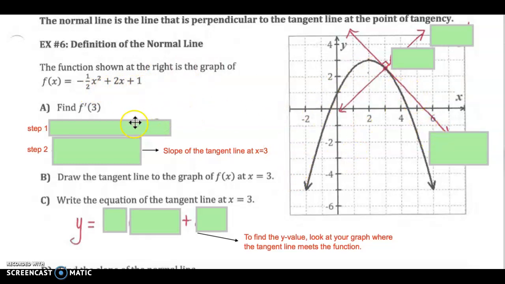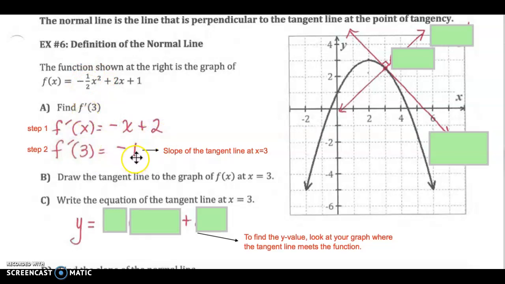So step 1, we want to find f prime of 3. We need the derivative, so if you bring the 2 down, it'll give us negative x plus 2. Now we'll plug in that 3, and we get negative 1. This negative 1, remember, is the slope of the tangent line at x equals 3. So part B says to draw that tangent line to the graph of f of x at x equals 3.